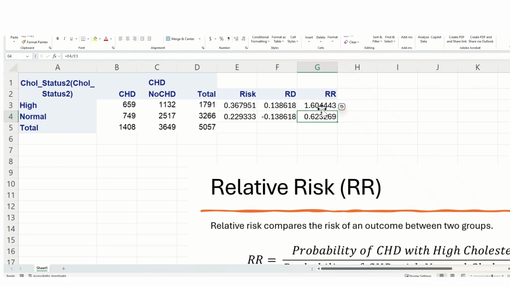So as you can see, these values are not exact opposites of each other, in contrast to the risk difference, which was a simple subtraction of the risks, because of the way the fractions work. And we can interpret again that the risk of chronic heart disease among high cholesterol individuals is 60% higher than normal cholesterol individuals, and the risk of chronic heart disease among normal cholesterol individuals is 38% lower than high cholesterol individuals.